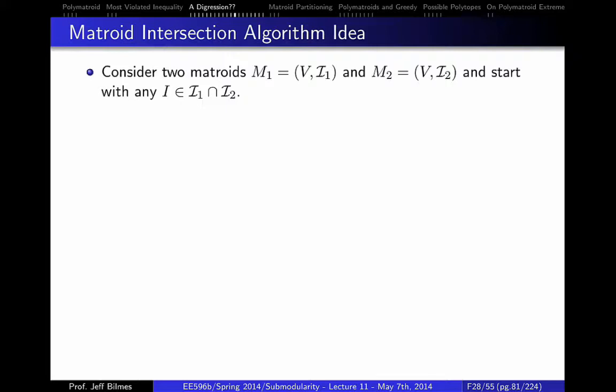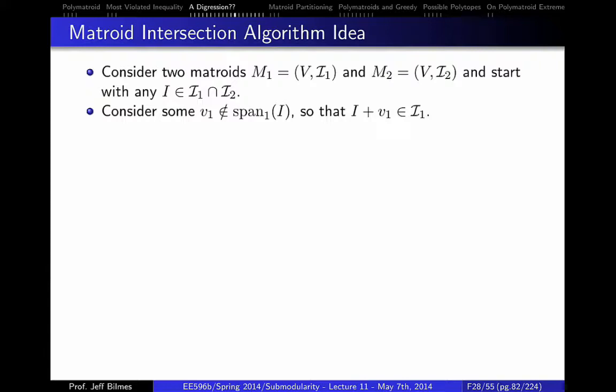So let's say that we start with some I that's in the intersection of the independent sets. Okay, so that could be any edge, right? In the bipartite matching, any edge is independent in both matroids, right? Because in the two partitions that are set up, we are of size 1 in only one block of each of those two partitions.